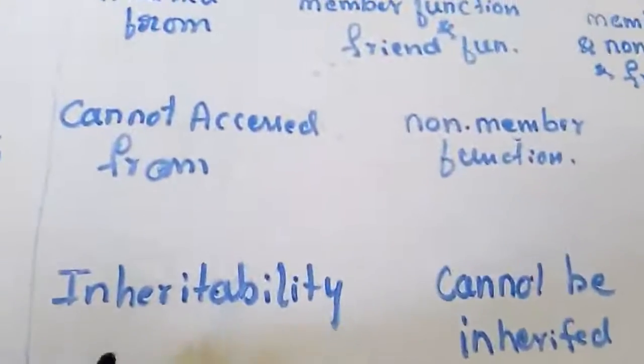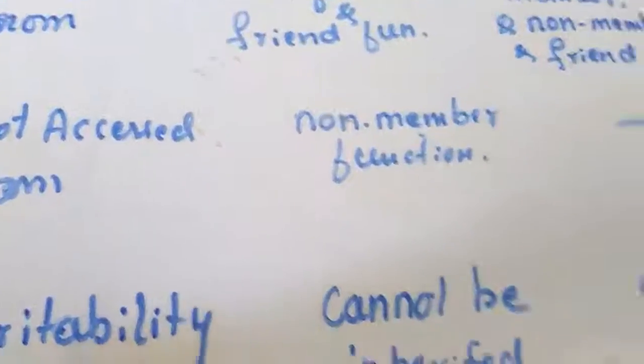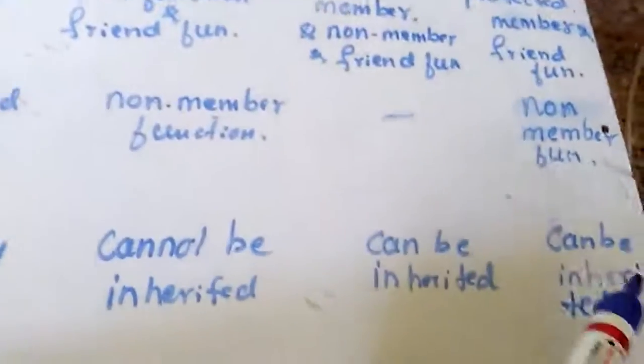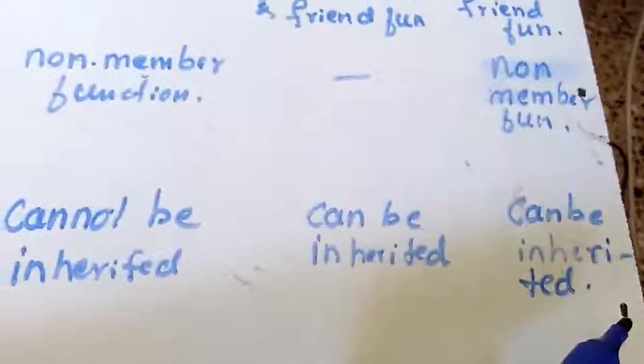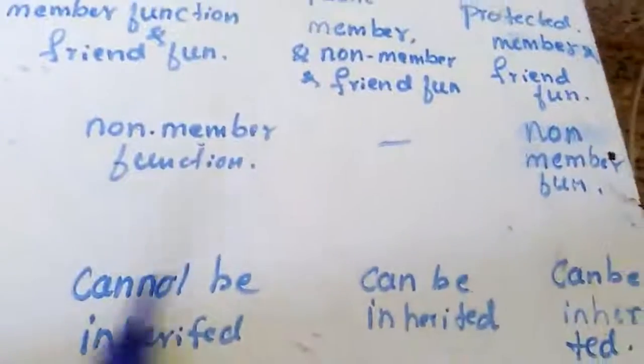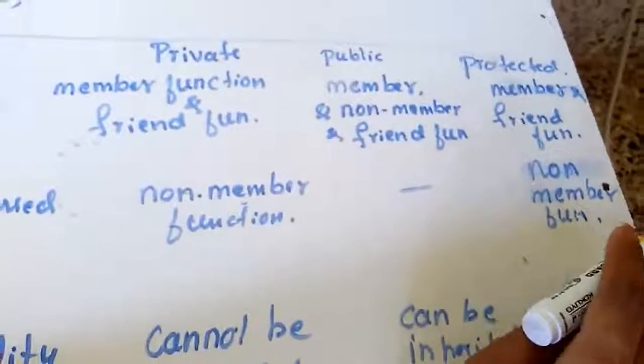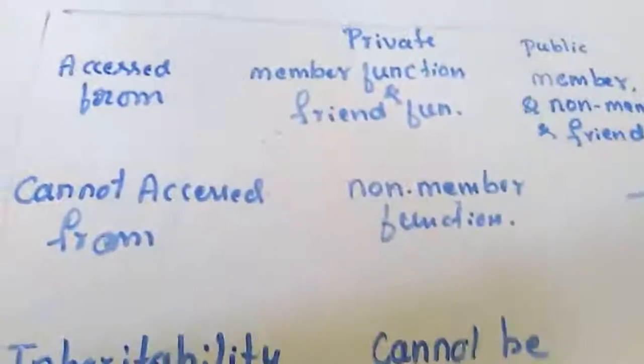And the last point is inheritability, whether these members are inherited or not. Private members cannot be inherited. Public members can be inherited and protected members can be inherited. So only this point is different for the private access specifier versus the public and protected access specifiers. I hope you understood these concepts.